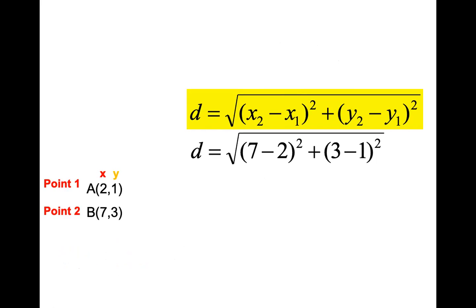Remember, 7 minus 2 squared is the same as 2 minus 7 squared. It's not true without the square, but as soon as we throw in the square, because the square of either a positive or a negative number is positive, you do in fact get the same answer. 7 minus 2 is 5. 3 minus 1 is 2. 5 squared is 25. 2 squared is 4.